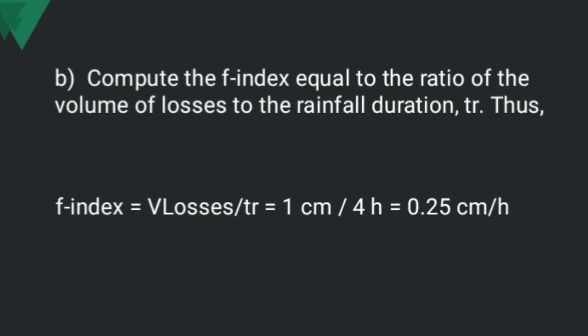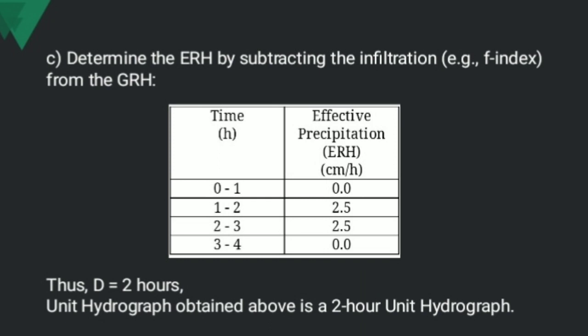B. Compute the phi index, equal to the ratio of the volume of losses to the rainfall duration, TR. Thus, phi index equals V losses over TR equals 1 cm over 4 hours equals 0.25 cm per hour. C. Determine the ERH by subtracting the infiltration phi index from the GRH. Thus, TR equals 2 hours.